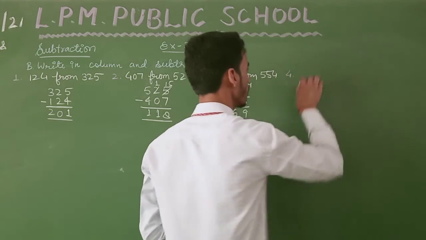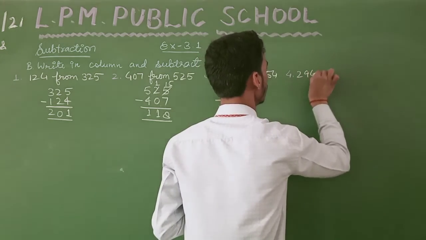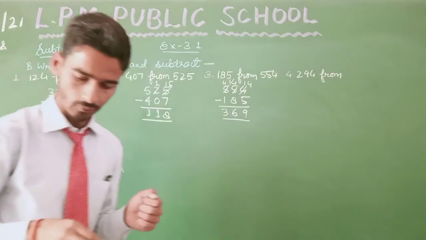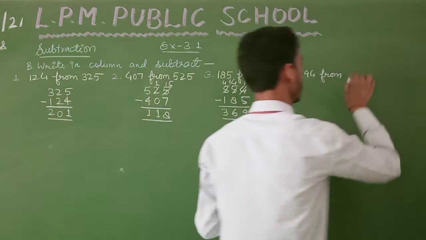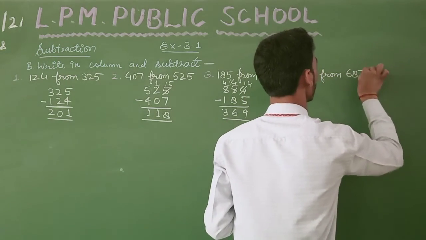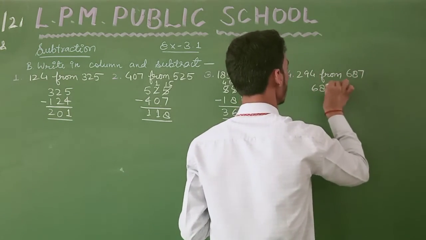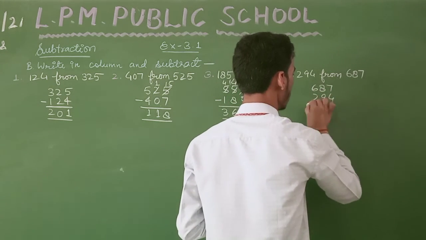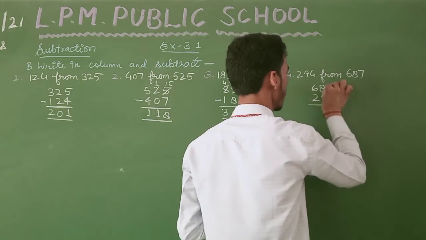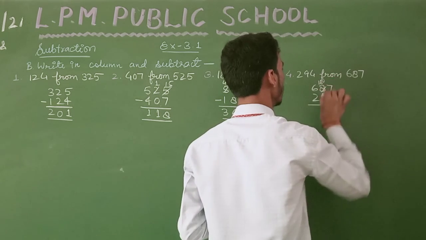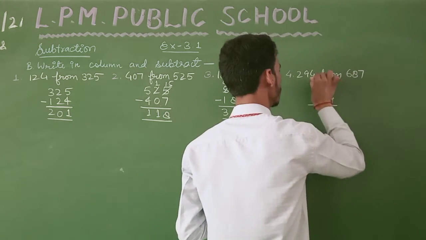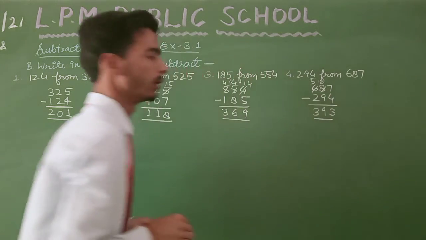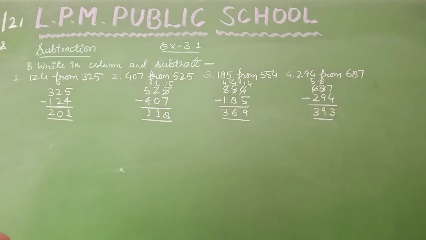Question number 4 is 294 from 687. So 687 minus 294. 7 minus 4, 3, 18 minus 9, 9, and 5 minus 2, 3. So 393.